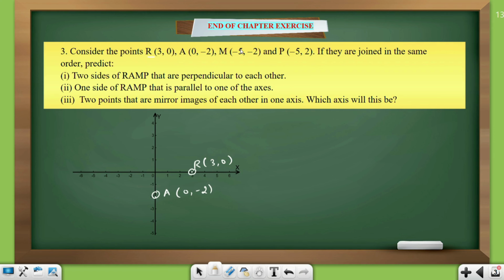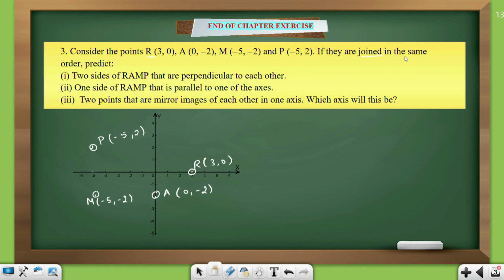The third point is (-5, -2). The x coordinate is -5: 1, 2, 3, 4, 5, and the y coordinate is -2. So we plot our point here, which is our point M(-5, -2). And finally point P, which is (-5, 2). Same x coordinate value of -5 here, and the y coordinate value of +2 is located above the x axis. So this is the point P(-5, 2).